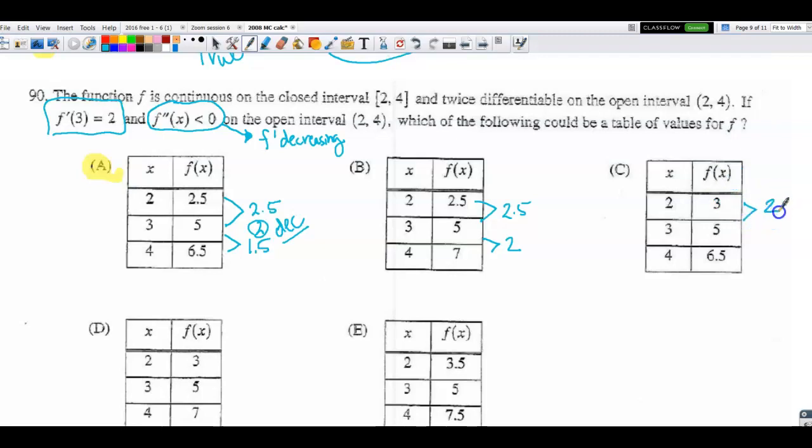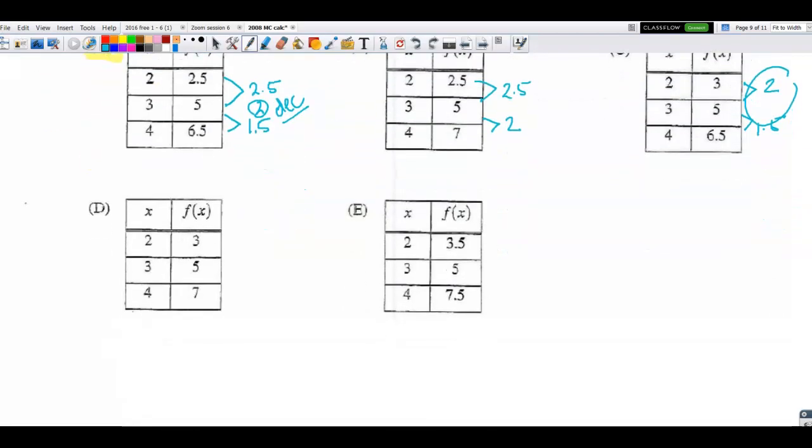The next one, 5 minus 3 is 2, and 6 minus 5 is 1.5. So the same thing, 2 is not between 2 and 1.5, even though the data is decreasing. The next one, 3 minus 5 is 2, 7 minus 5 is 2. Same thing, well, that's not decreasing, that's the same value. 5 minus 3.5 is 1.5, and 7.5 minus 5 is 2.5, which is increasing, so we have to get rid of that, and it has to be A.